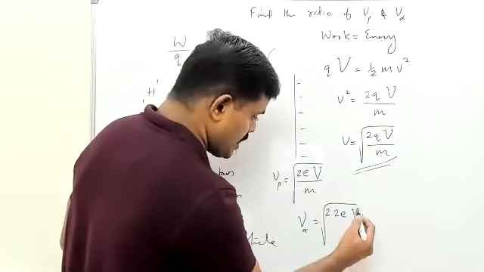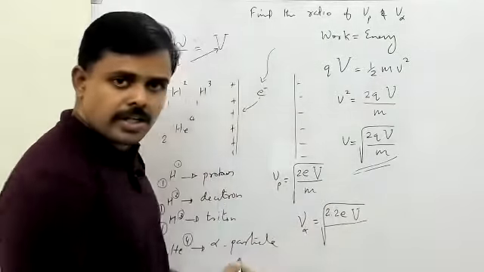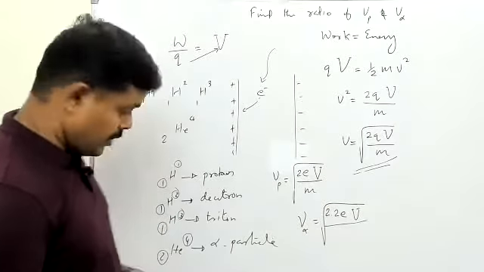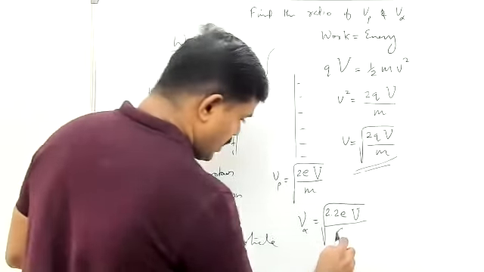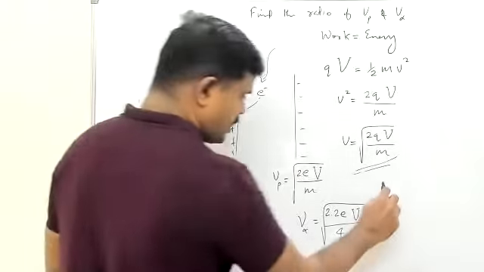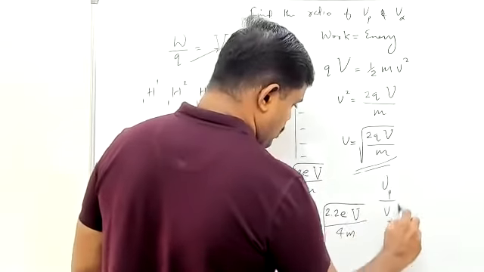Into potential difference, which is the same because both enter the same potential. What about mass? Look at the mass number. The alpha particle has 4 nucleons, so the mass has to be 4m. Then I can take the ratio. They are asking you to find the ratio Vp to V alpha.